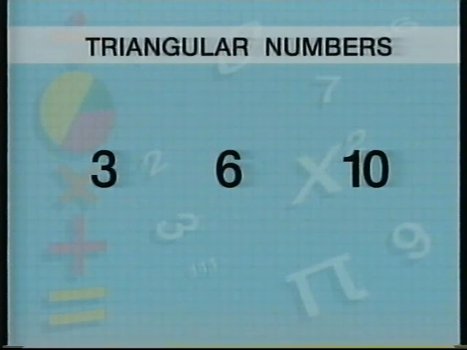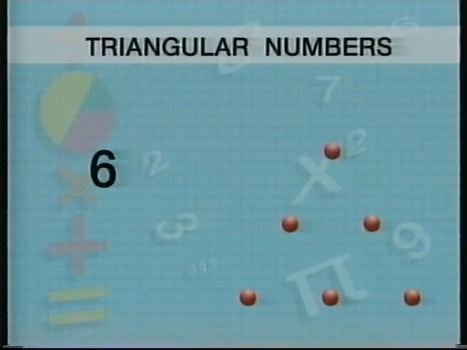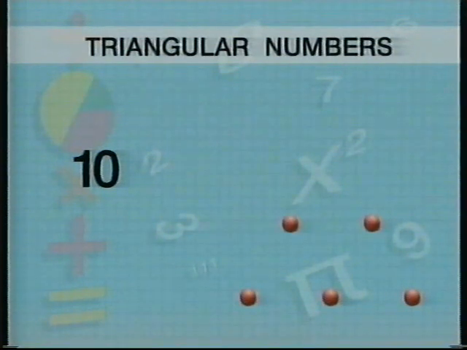The first is triangular numbers. If you can draw any number of dots in the form of a triangle, then that number is a triangular number. 3 is a triangular number. So is 6. And so is 10.